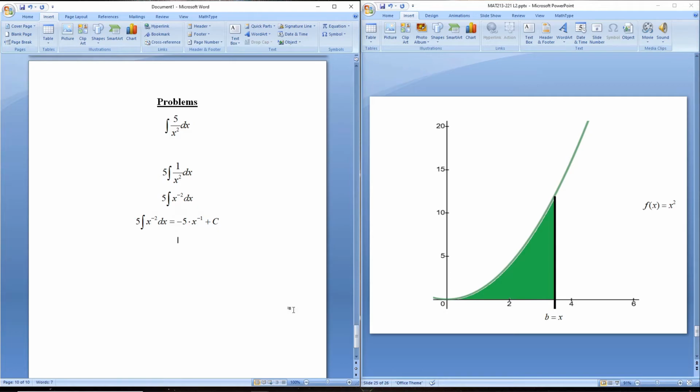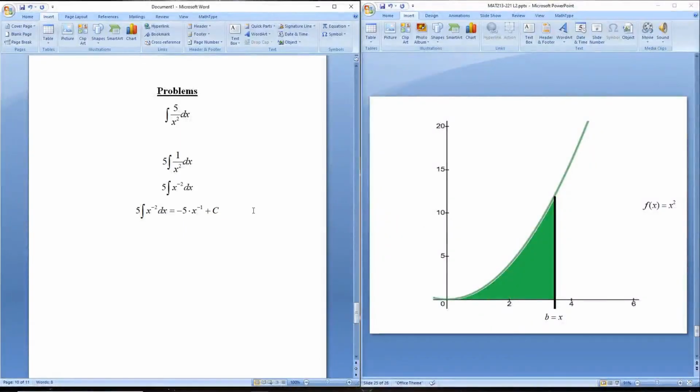And this is something you can check. Take the derivative. So the derivative of a constant is 0. And the derivative of x to the minus 1, so the minus 1 drops down, makes the minus 5 a positive 5. And then the minus 1 goes to a minus 2 when we take the derivative. So you can always check these problems. So let's check out another one.